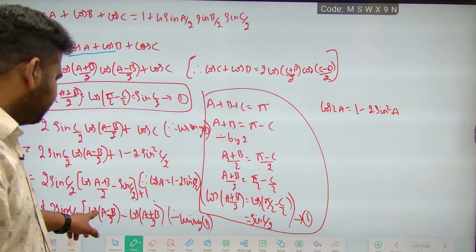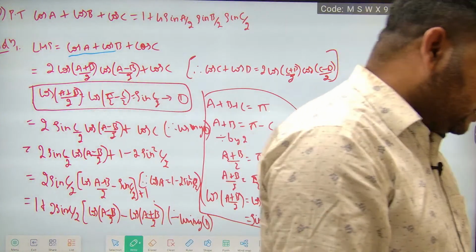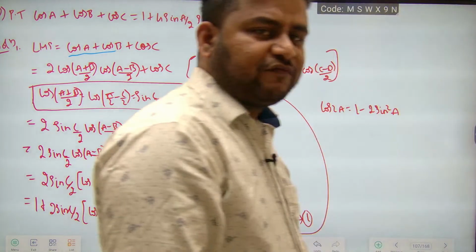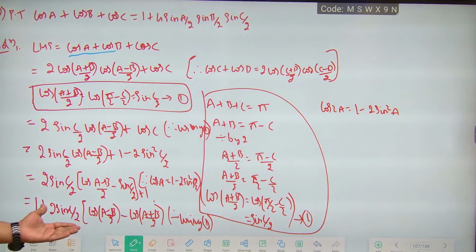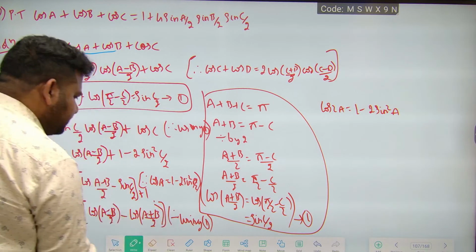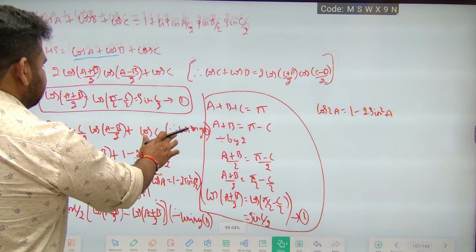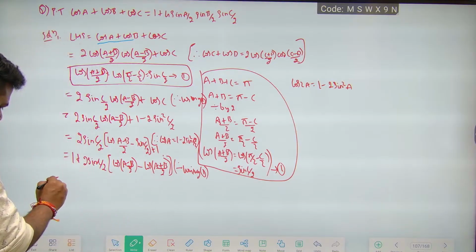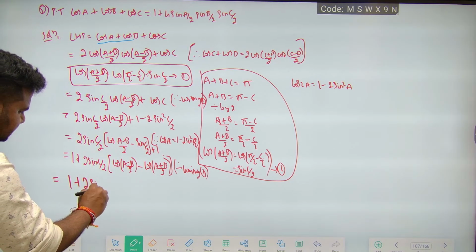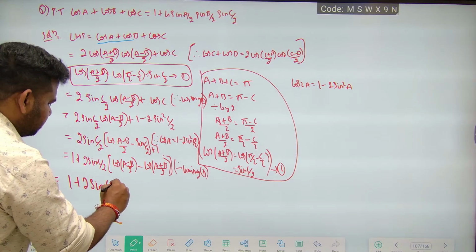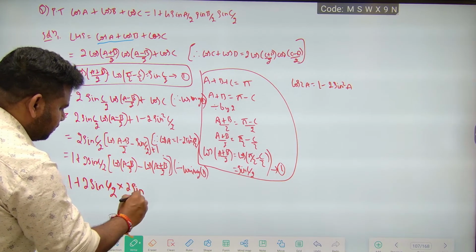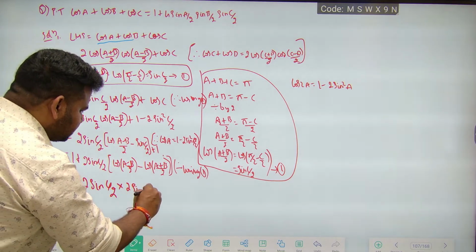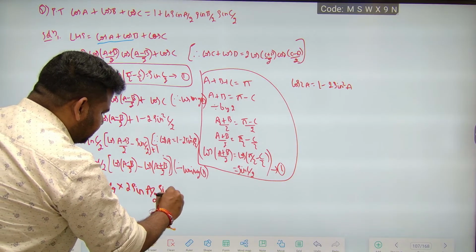Now cos of a minus b by 2 minus cos of a plus b by 2 is there. So this is nothing but equal to what? Let me write it here itself. First, this can be written as 1 plus 2 sin c by 2 into 2 sin a by 2 into sin b by 2.